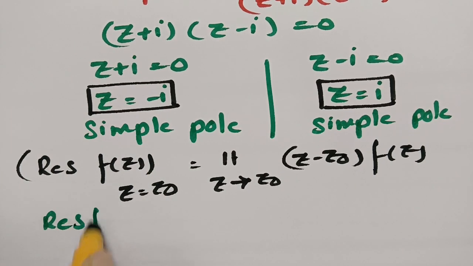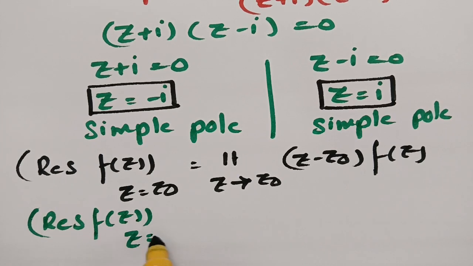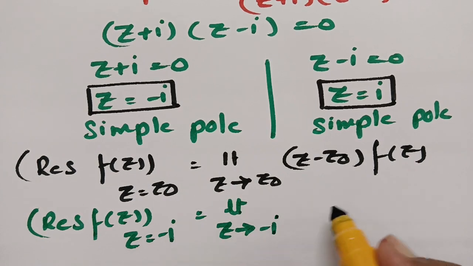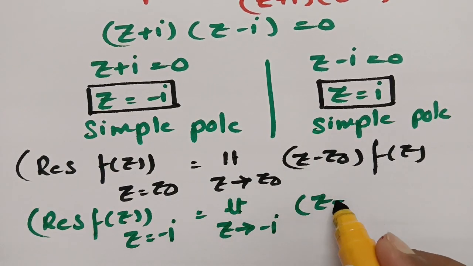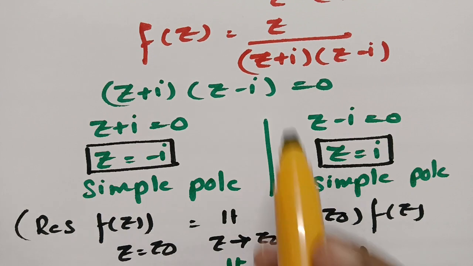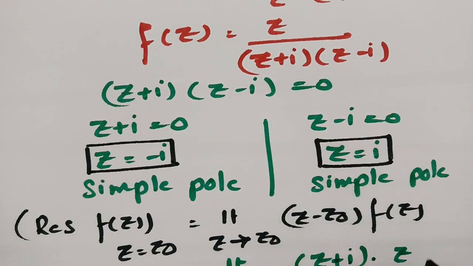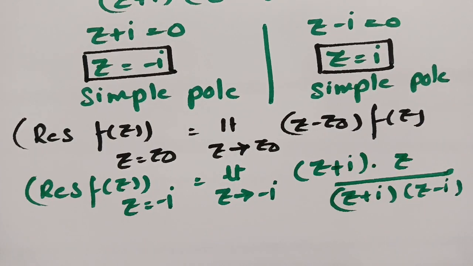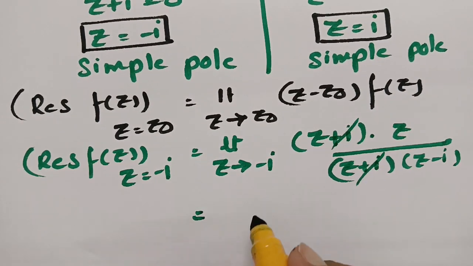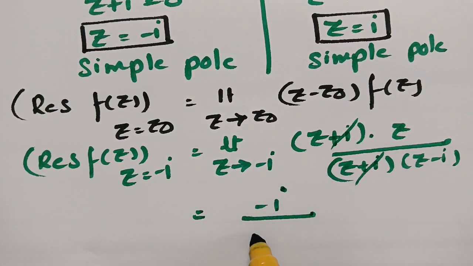Therefore residue of f of z at point z is equal to minus i is equal to limit z tends to minus i of z plus i into f of z. Our f of z value is nothing but z by z plus i into z minus i. If I cancel z plus i from numerator as well as denominator and substitute minus i in place of z, this value will be minus i by minus i minus i.